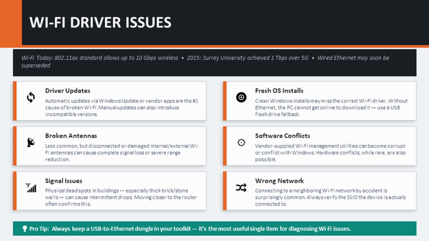The latest Wi-Fi standard, 802.11ax, supports speeds up to 10 gigabits per second wirelessly, and researchers at the University of Surrey have already demonstrated 1 terabit per second speeds over 5G. Ethernet is fast being superseded for general use. But with this shift to wireless comes the number one cause of network connectivity problems: Wi-Fi driver issues.